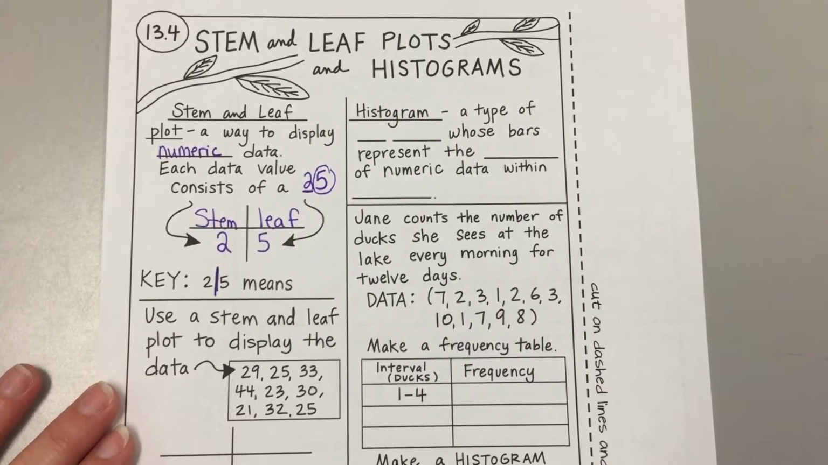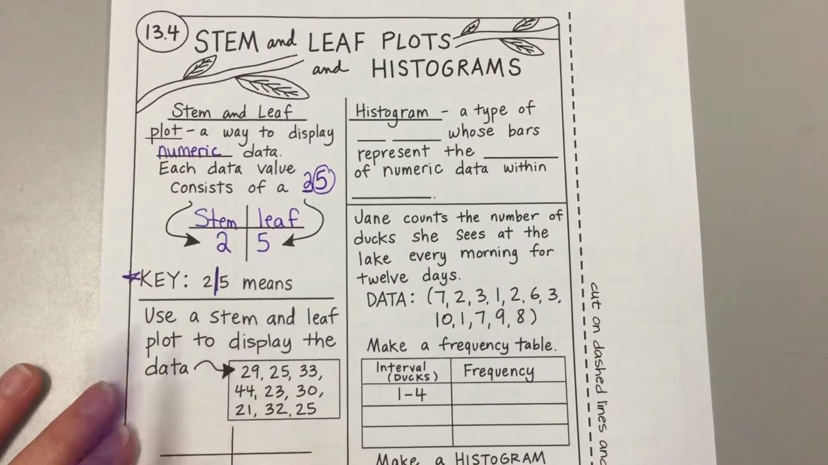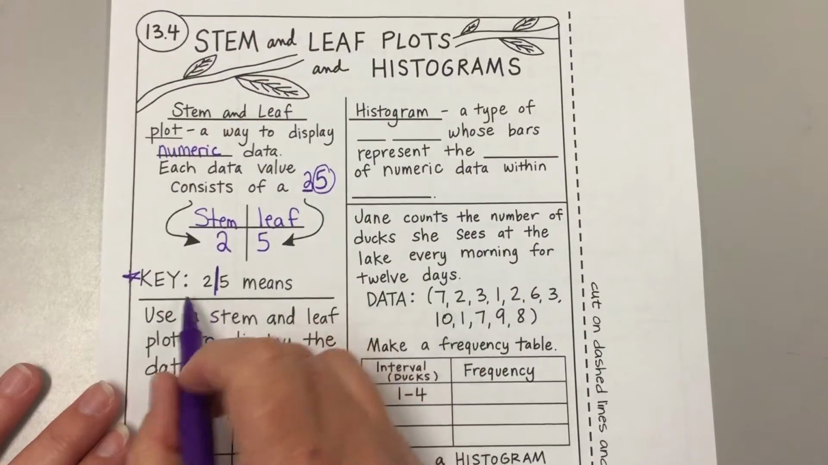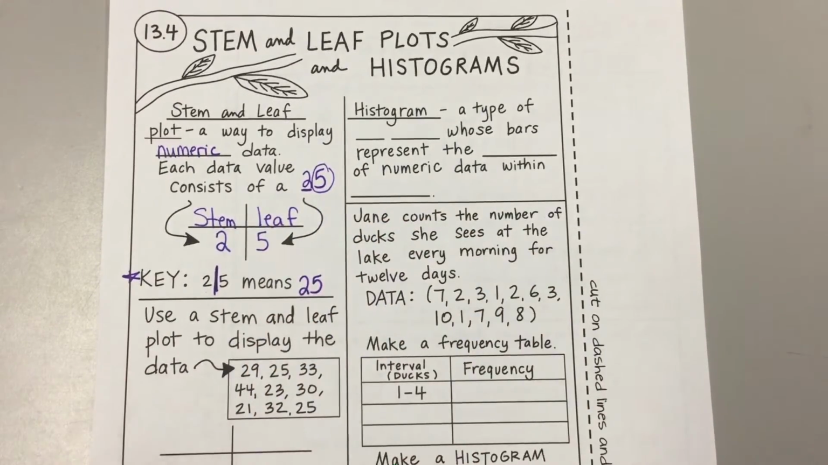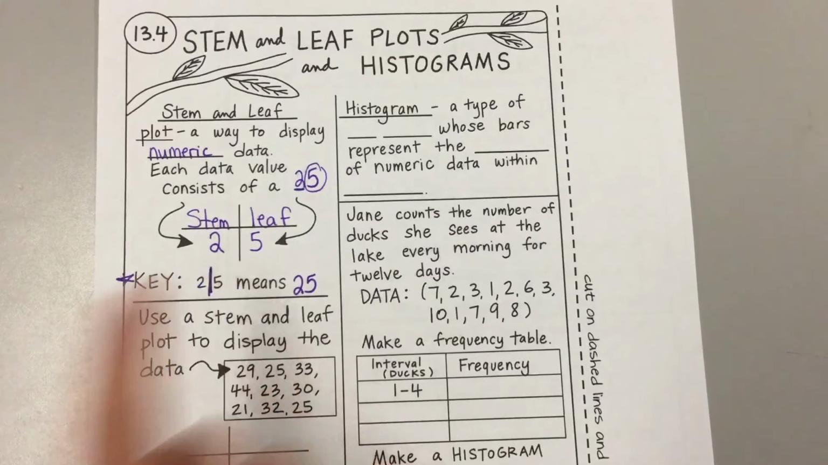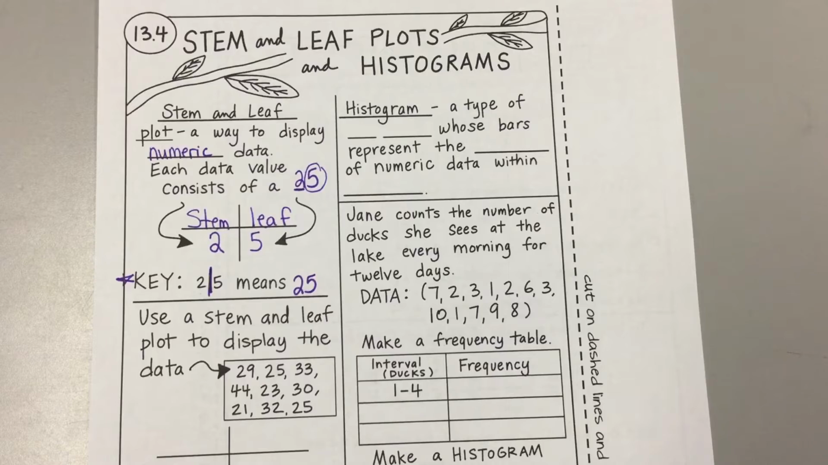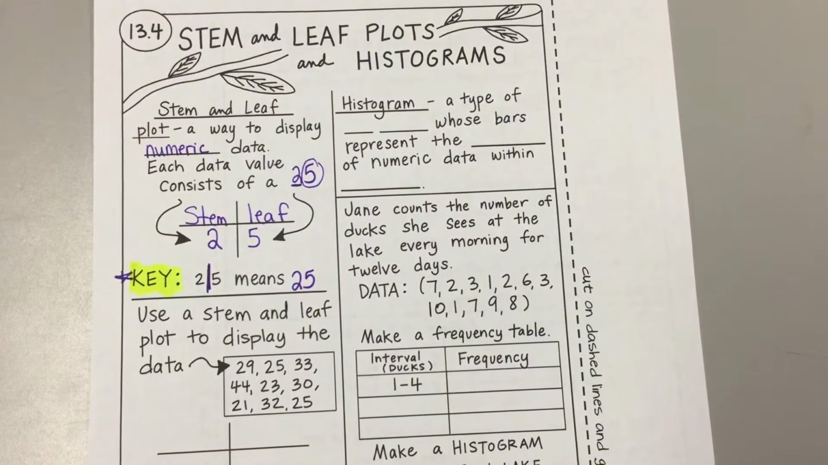Always, always, there will be a key when it comes to a stem and leaf. If you're making a stem and leaf plot, you must have a key, because that's going to tell you exactly what the stem and the leaf is. So a 2 with a line and a 5 is going to mean 25. And that's important because maybe it could mean 2.5. So you have to make a key. Very, very important that you make a key. And I'm going to highlight this because the key is very important in a stem and leaf plot.